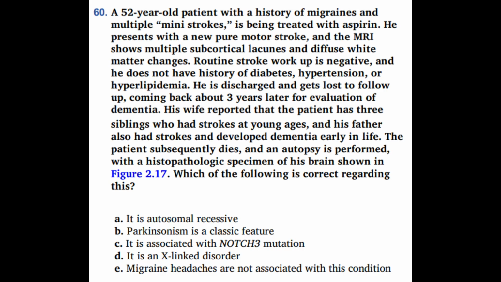Which of the following is correct regarding this? A. It is autosomal recessive. B. Parkinsonism is a classic feature. C. It is associated with NOTCH3 mutation. D. It is an X-linked disorder. And E. Migraine headaches are not associated with this condition. Let us take a look at our specimen again.